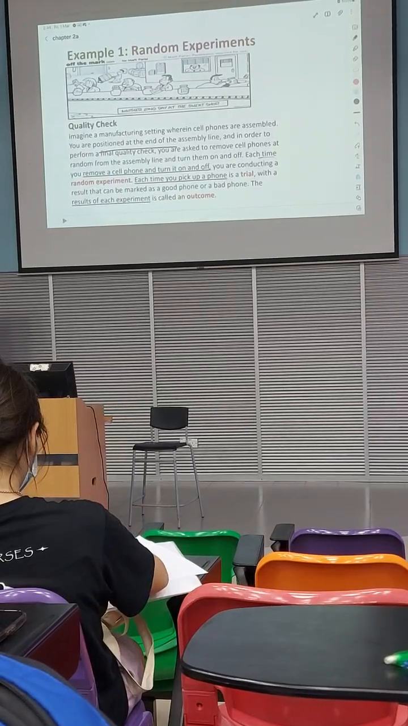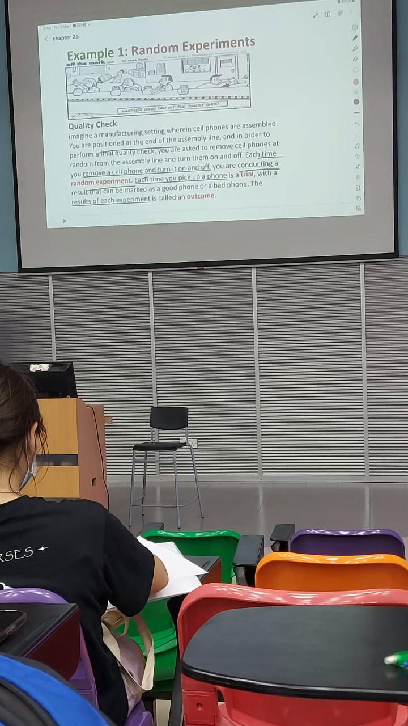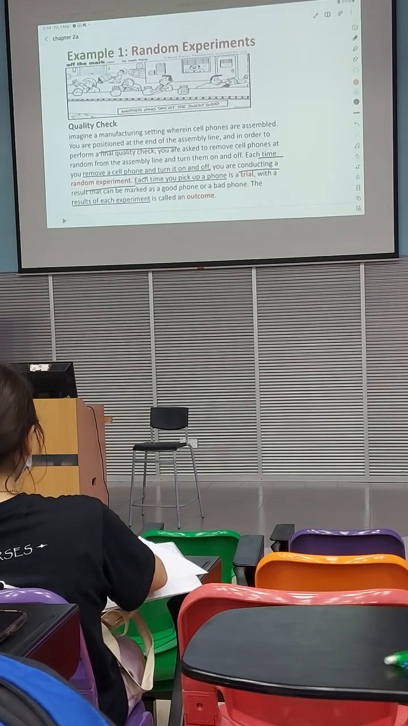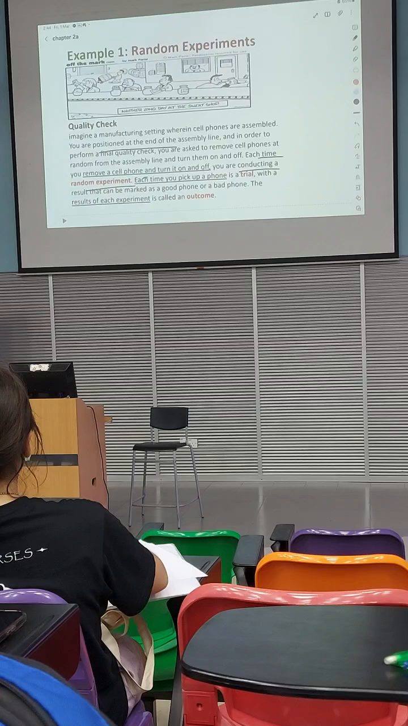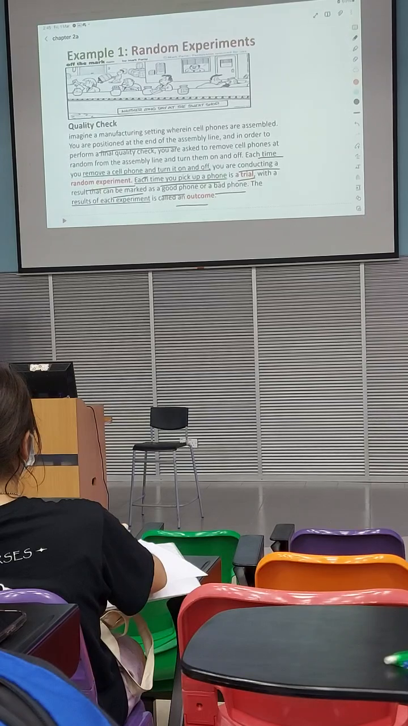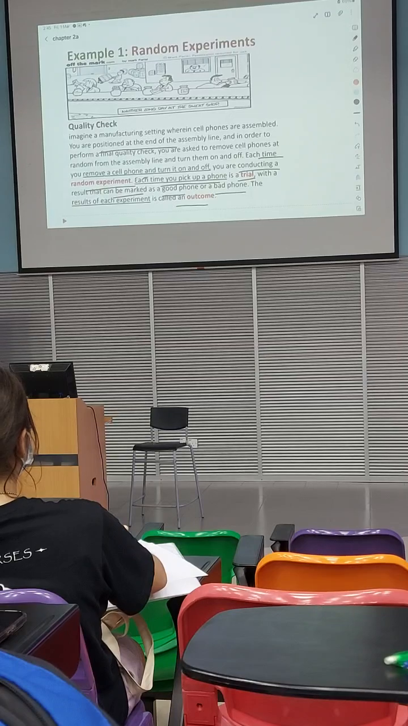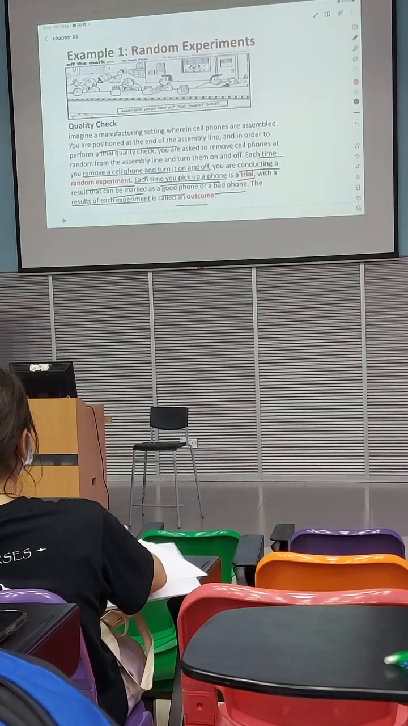Each time you remove a cell phone and turn it on and off, actually you are conducting a random experiment, because the outcome will give you what? Good or defect, correct? Each time you pick up a phone is a trial, randomly chosen, with a result that can be marked as a good phone or bad phone. The result of each experiment is therefore called an outcome. Understand? So this is the overall idea for a random experiment.